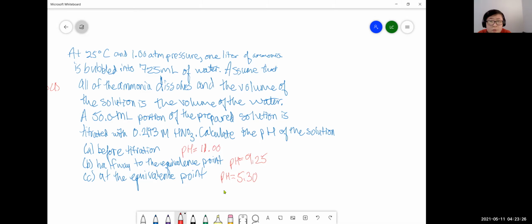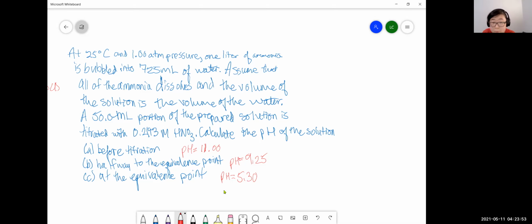And so this problem kind of requires you to think about solutions as well. It's more integrative, I think, because you have 1 liter of ammonia, it's a gas, and it's bubbled into this amount of water, and you dissolve all the ammonia in the water. So you have to use PV equals nRT, and that way you can find the moles of ammonia you actually put in the water, and that's how you get concentration.